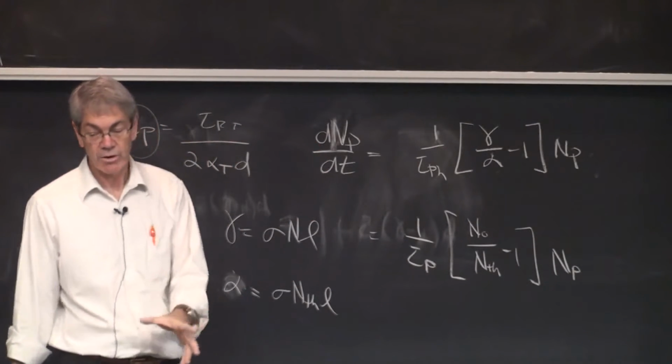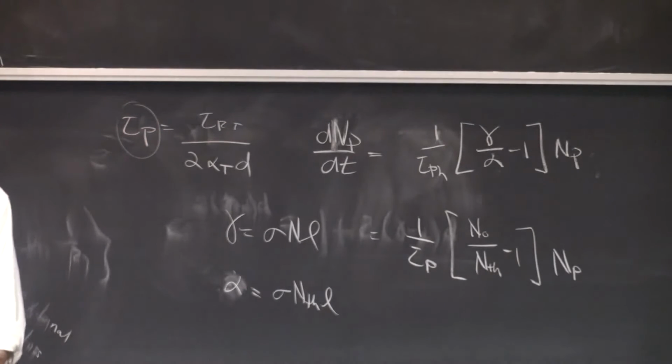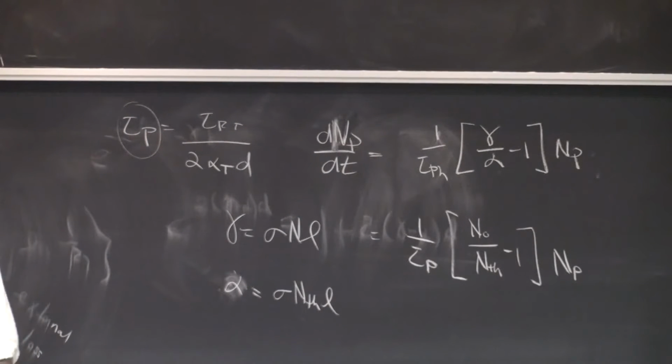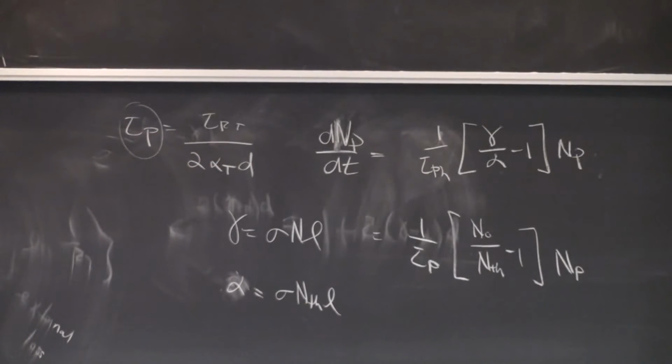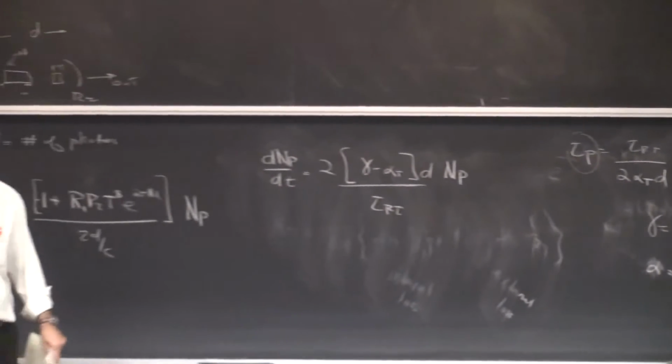Because at the end of the day, I want to say how many photons I am going to get out of this. So I have to relate that to my inversion. I'm going to do one more step. This is the number of photons in the cavity. It's not the intensity in the cavity, it's the number of photons.